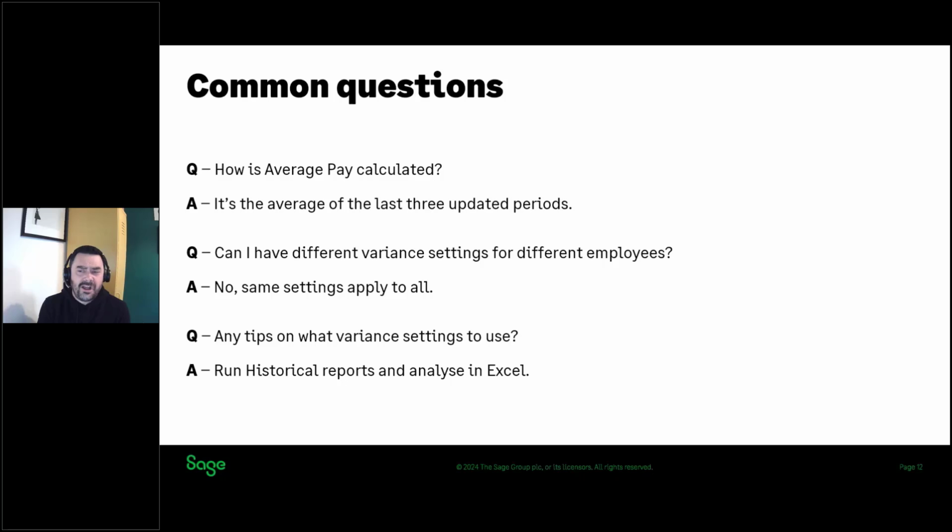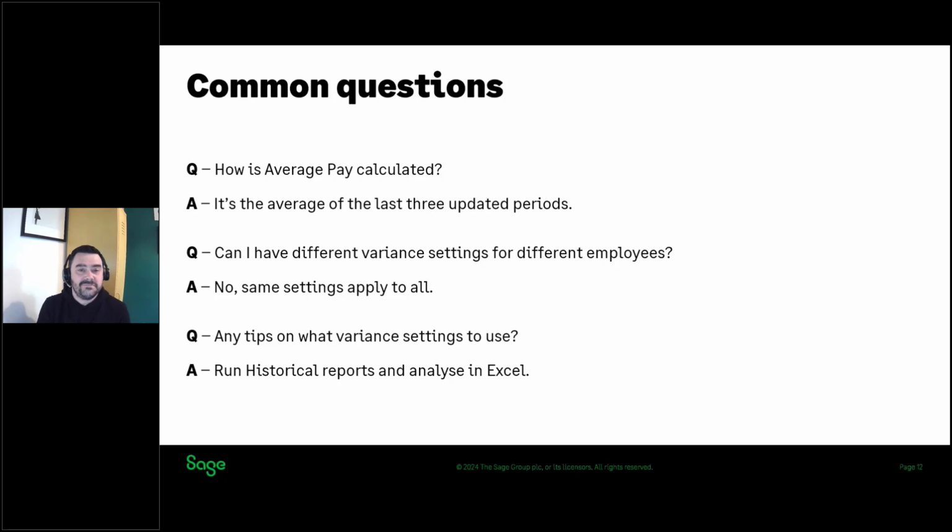Second question there, could I have different variance settings for different employees? So it is actually the same settings that would apply to all of them. You might have noticed in the demo, I went in and changed some settings. So you need to come up with what fits your particular needs the best. Remember, you don't need to run this for everyone. If you don't tick the box to advise when variances occur, you could always add that variance report to your favorites. Just make sure you run it as part of your pre-update reports.